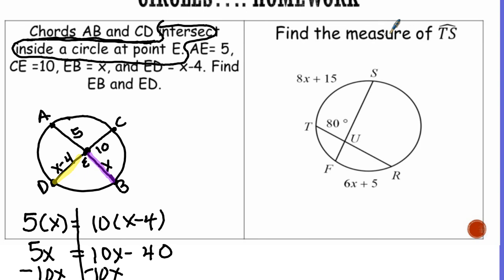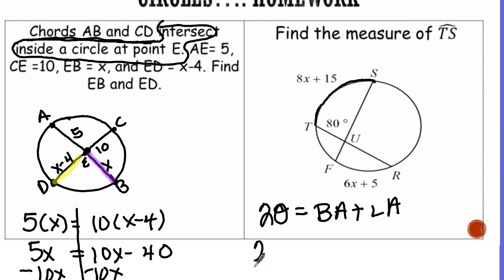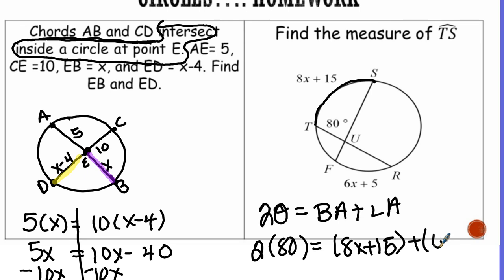It says find the measure of arc TS. So this is what we're trying to find, and in order to find this, we need to find x. And if you notice here, we have 2 arcs and an angle, and this angle is not a central angle, so therefore I can't say that this is 80. We have to use this rule. 2 times the angle equals the big arc plus the little arc. So we're going to say 2 times 80 equals big arc, and it doesn't matter which one you call what in these problems, because addition is commutative.